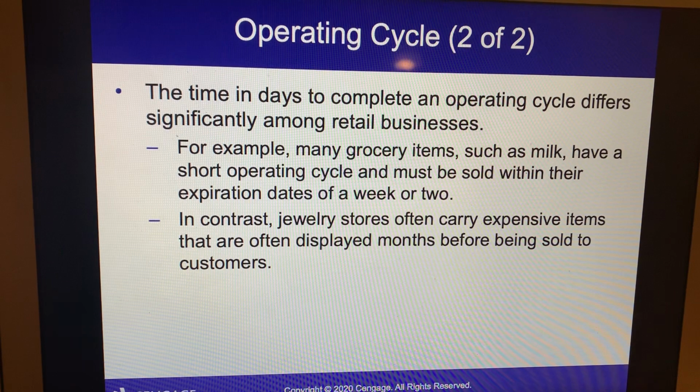The time in days to complete an operating cycle differs significantly among retail businesses. For example, many grocery items such as milk have a short operating cycle and must be sold within their expiration dates of a week or two. In contrast, jewelry stores often carry expensive items that are often displayed months before being sold to customers.